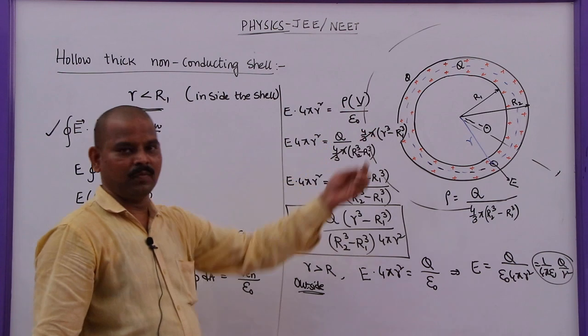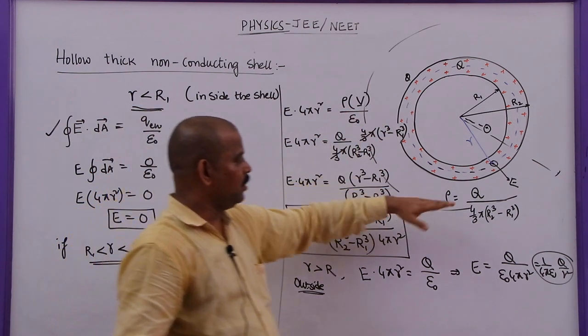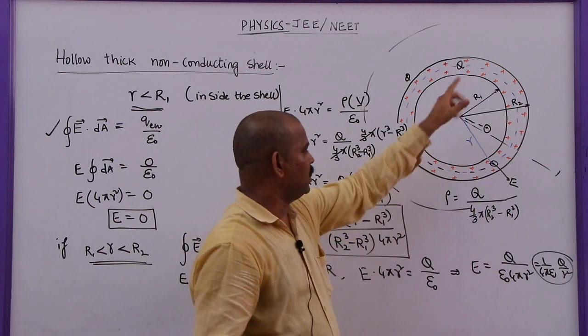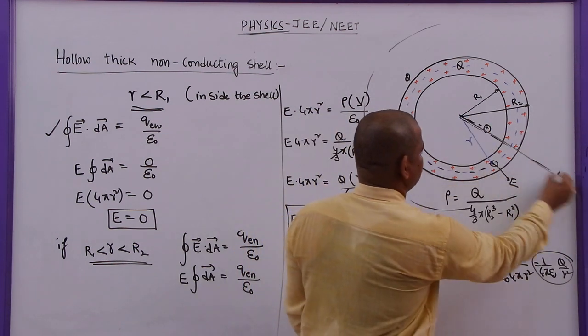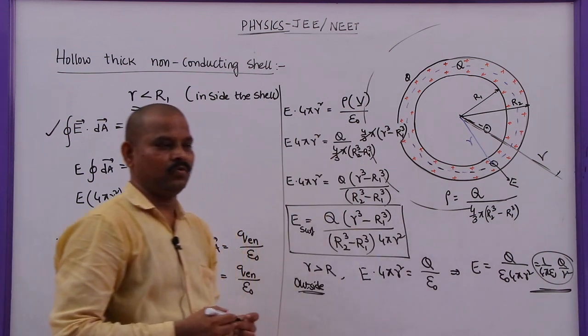So according to the shell theorem also, whether it is a sphere or shell, while finding the electric field outside the sphere, just assume that the total charge is at the center and consider the distance r here. So this distance is r. This is similar to the electric field due to a point charge.